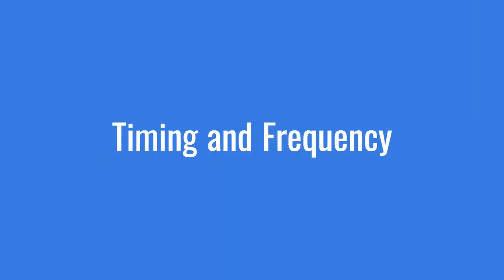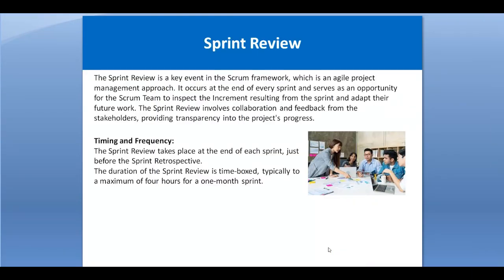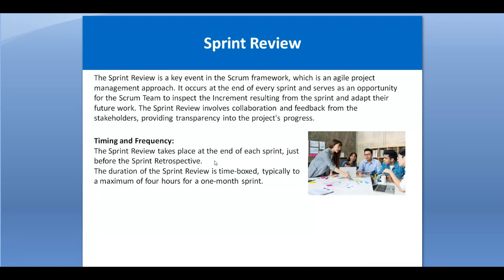So the first thing is the timing and frequency. A sprint review takes place at the end of each sprint, before the sprint retrospective. The retrospective is a post-mortem session in which we discuss what things went well, what things went wrong, and what things we can improve. The duration of the sprint review is a time box of about 4 hours for a 1 month sprint. So this is the timing and frequency.